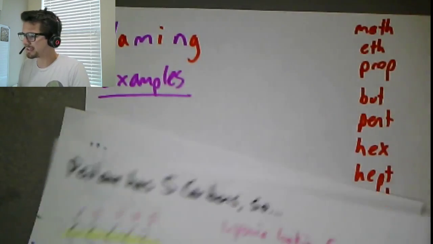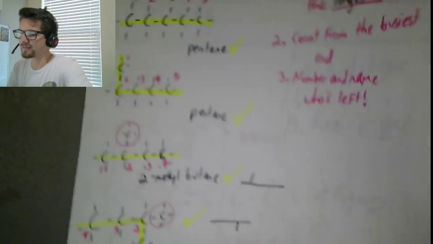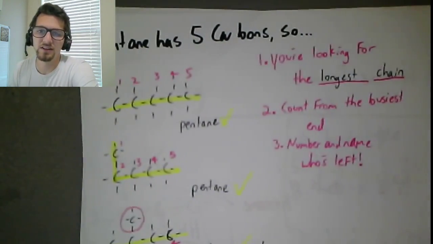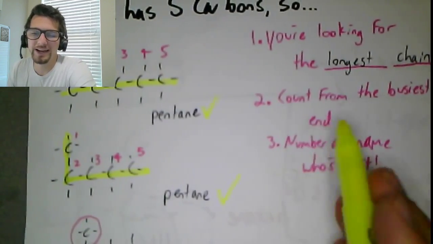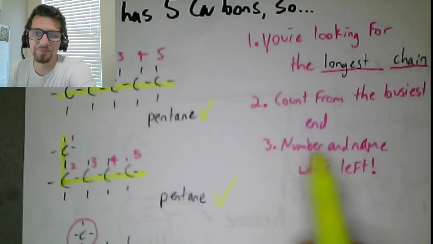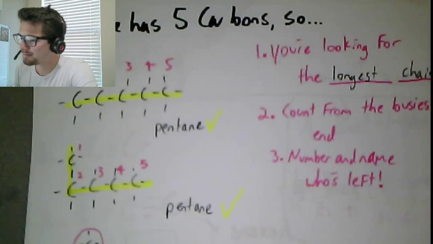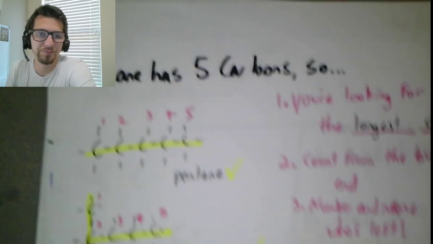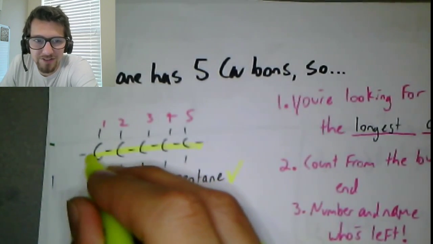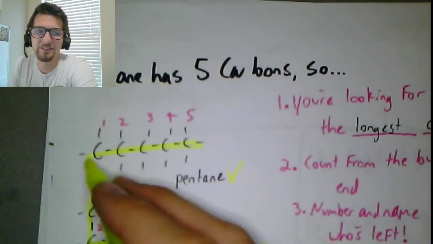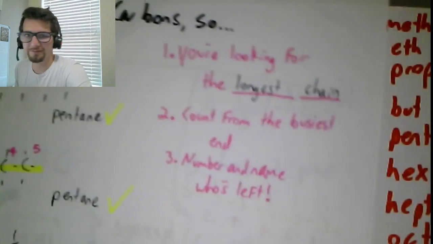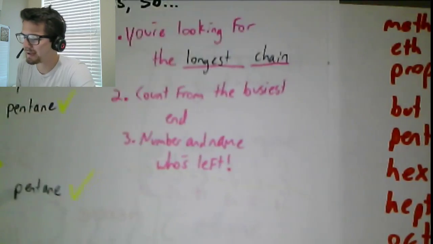So let's review this real quick, because this was a very important assignment we had. You're looking for the longest chain possible. We count starting from the busiest end, and then once we've numbered it, we can name whatever's left. So from here, I could start from the left, go all the way through to the right, and I'm done. So this ends up being 5. My prefix for 5 is pent, so this is pentane.